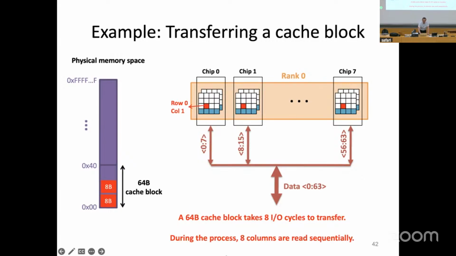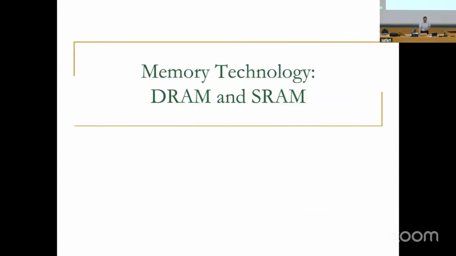So basically, if you want to access 64 bytes, it takes 8 I/O cycles to transfer. And during the process, 8 columns are read sequentially. And the good news is it comes from the row buffer, right? Initially, it may not be in the row buffer. Initially, you get a row. It takes some time. But after that, all of these are in the row buffer, and you access the row buffer sequentially. Okay, so you get row hits.